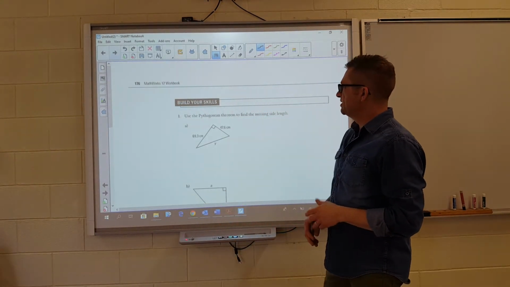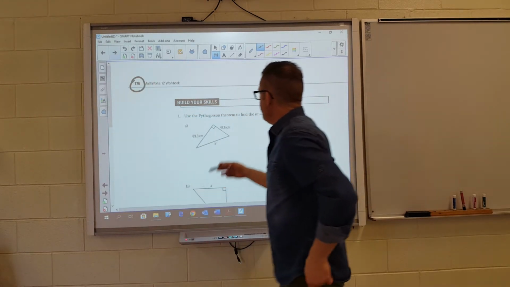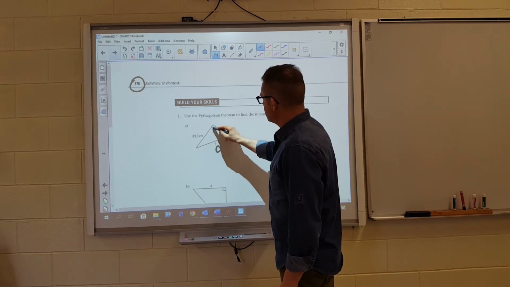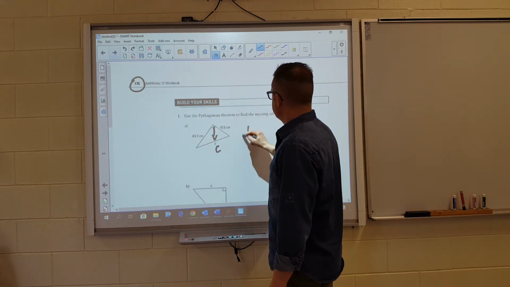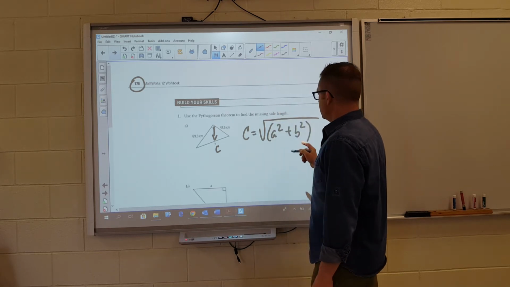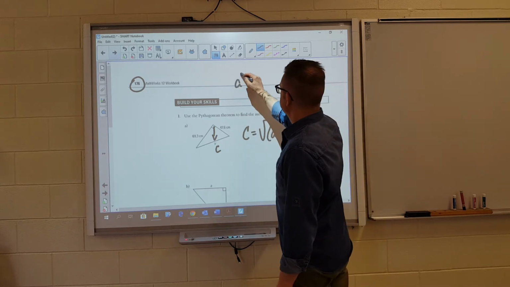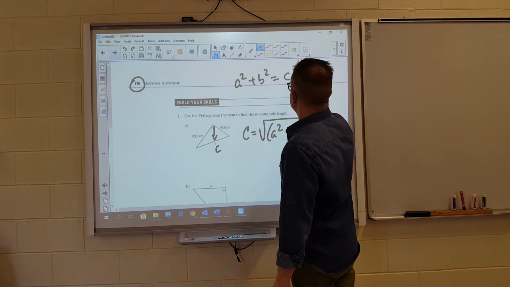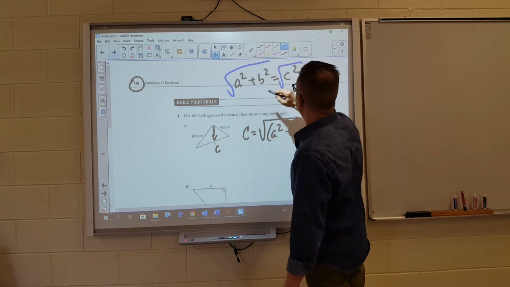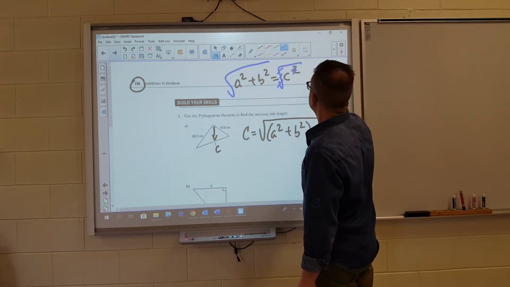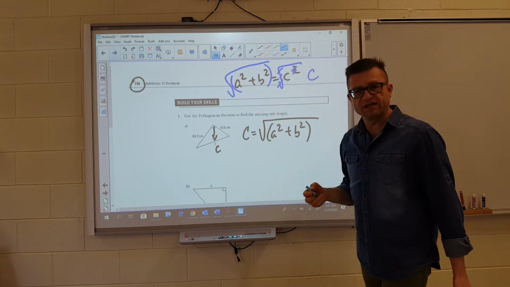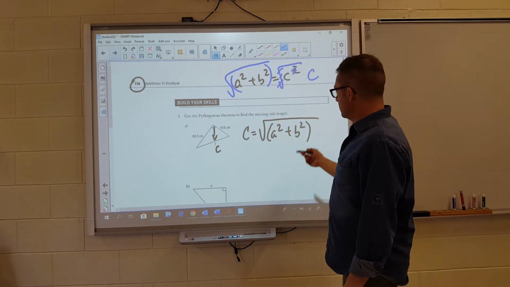So here's one, page 176. We've got use the Pythagorean theorem to find the missing side length. So this would obviously be C, because it's across from the right angle, right? And so C equals the square root of A squared plus B squared. And that formula comes out of this. And you probably recall from a long time ago that if you take the square root of both sides, that would cancel out that, giving you C. And then I'm always putting brackets around there though, just in case my calculator does funny things with the order of operations. So that's that.